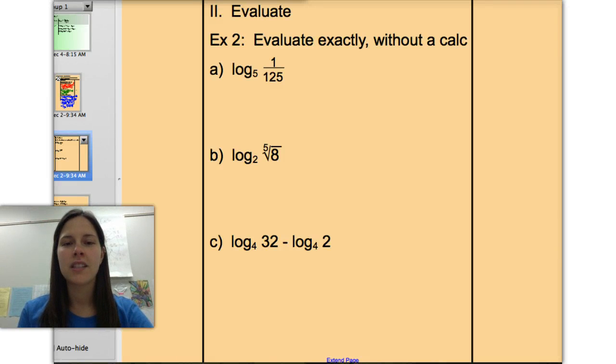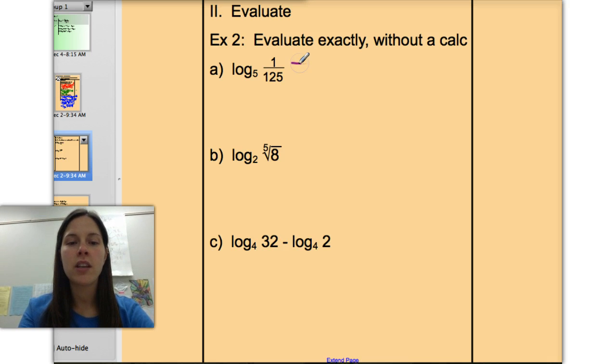Our last examples today, we're going to take a look at using some of the properties of logs to evaluate a log exactly when we might not be able to otherwise. So taking a look at our first one, we've got log base 5 of 1 over 125. Some of you can look at this and maybe figure out what the answer is. 5 to what power is 1 over 125? Some of you may need a little extra help.